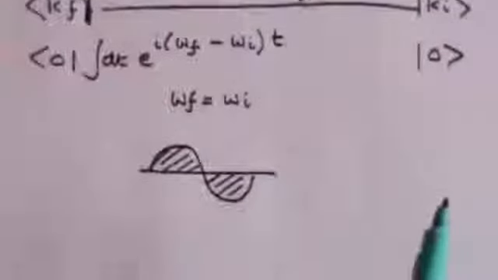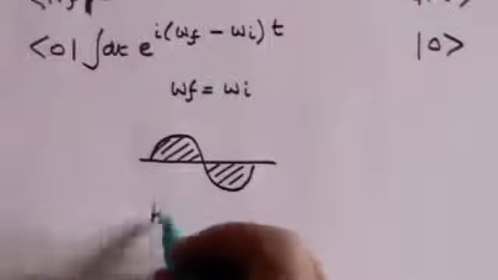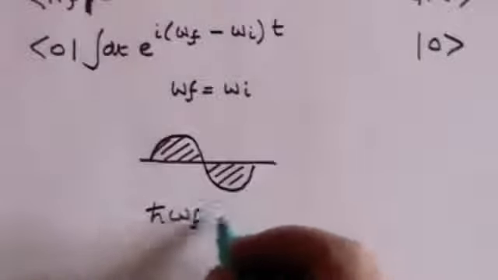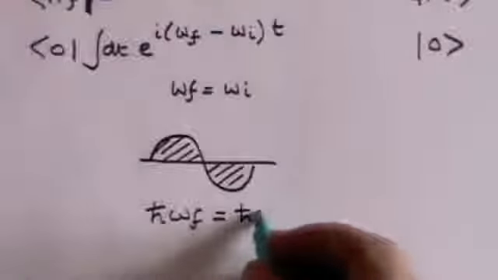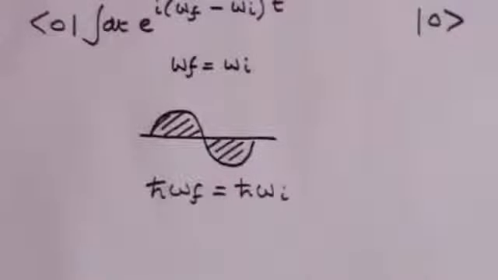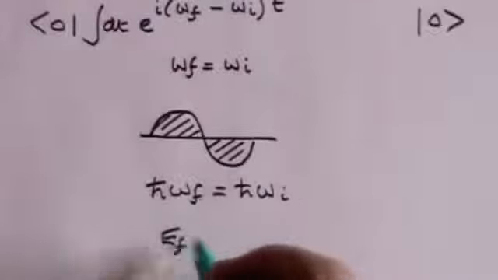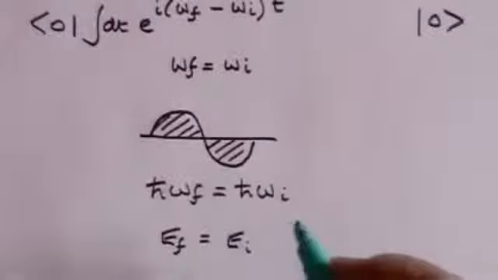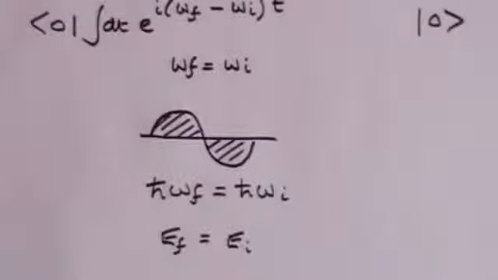And I can multiply each side by h bar. So I've now got h bar omega f equals h bar omega I. And you should recognise that h bar omega is an energy term. And that means that the final energy is equal to the initial energy. And so we've shown that in the quantum mechanical application, we have derived the conservation of energy. The final energy is equal to the initial energy.